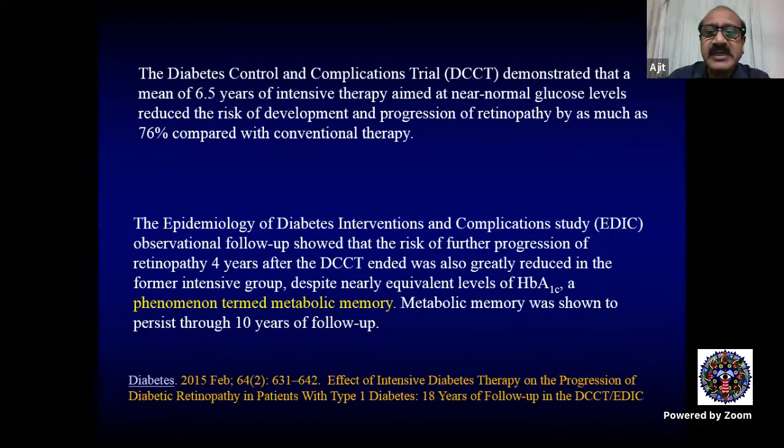And if you see the DCCT trial, almost 75% of the risk reduction has happened over 6.5 years. And in the EDIC trial, the first 10 years of the total 18 years, there is a good reduction in the progression of diabetic retinopathy. That is mainly because the initial 10 years of intensive control in the DCCT trial has resulted in good results even during the first 10 years of the EDIC trial.